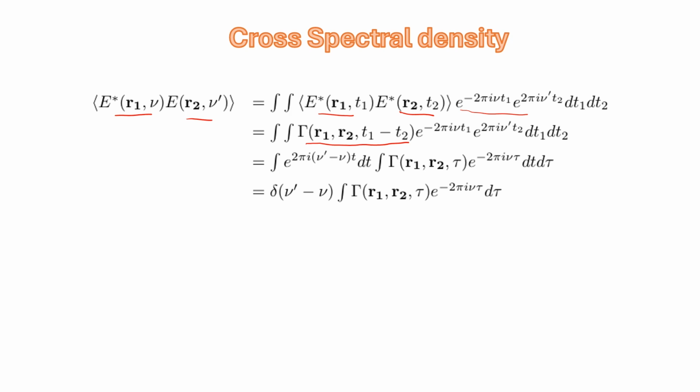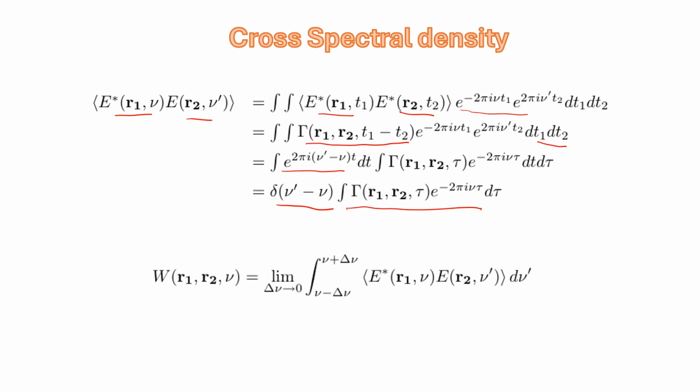And then we can take this integral over the T1, T2 plane and separate it into an integral over tau, which would be T1 minus T2, and T, which would be T1 plus T2. The integral over T doesn't really depend on the statistical quantity gamma, so that integral we can integrate out, and we get that nu prime has to be equal to nu. We get a delta function on nu minus nu prime times the Fourier transform with respect to tau of the mutual coherence function.